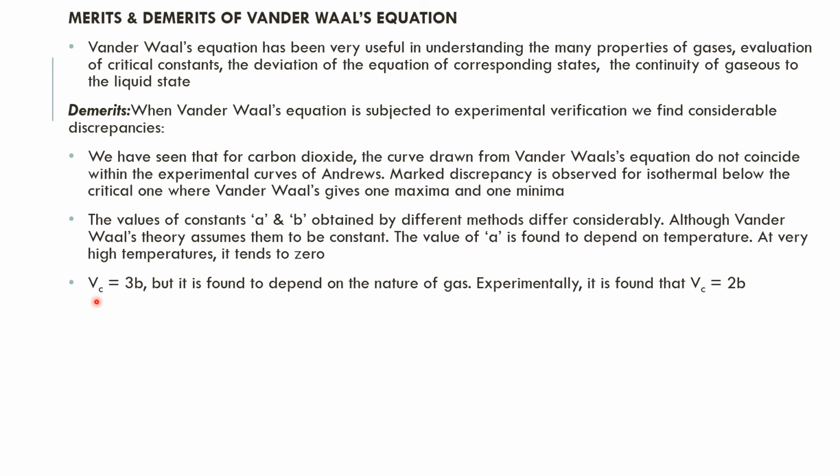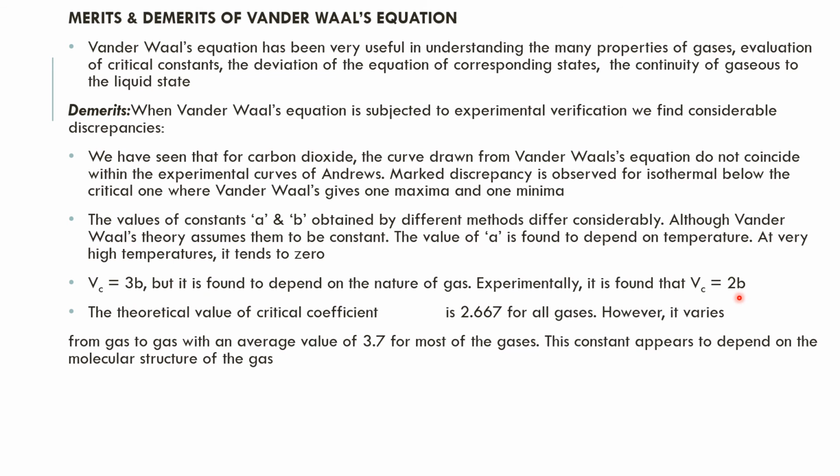We had got Vc = 3b, but it is found to depend on the nature of the gas. Experimentally, we get Vc = 2b. The theoretical value of the critical coefficient RTC/(PCVC) is 2.667 for all the gases. However, it varies from gas to gas with an average value of 3.7 for most of the gases.